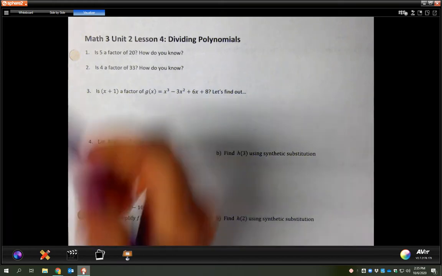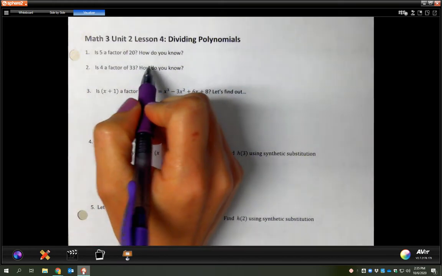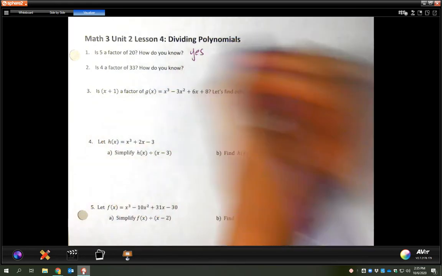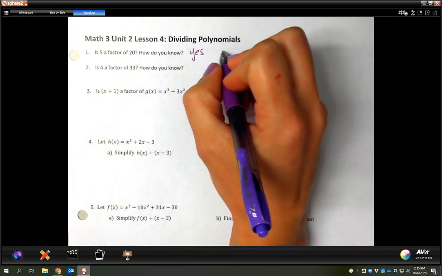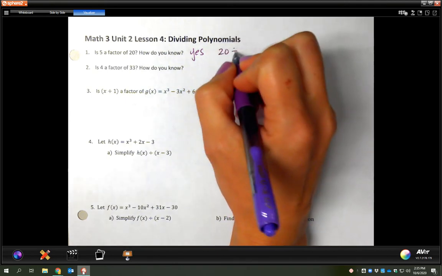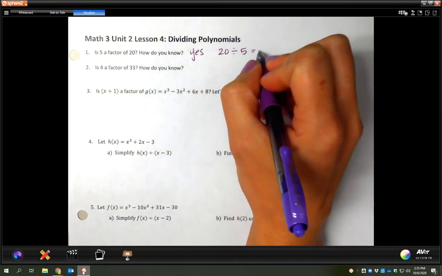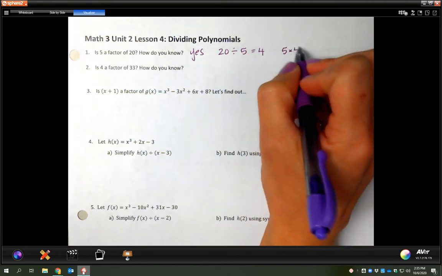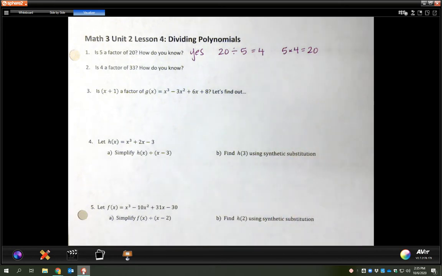So first, is 5 a factor of 20? And how do you know? So yes, 5 is a factor of 20 because 5 goes evenly into 20, or you could do 20 divided by 5 and get a whole number. It's one way of thinking of it. Or we know that 5 times 4 is 20. So yes, 5 is a factor of 20.